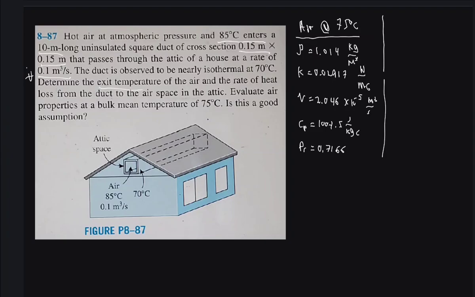We want the exit temperature, T2, and 75°C. So that's what this table is. It's just a bunch of information about air at 75°C.